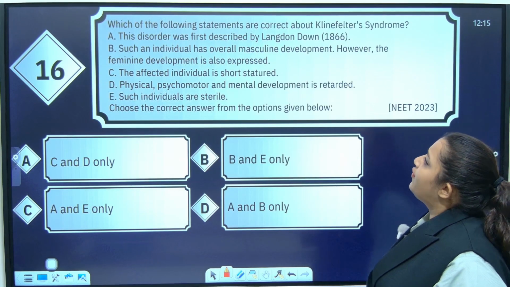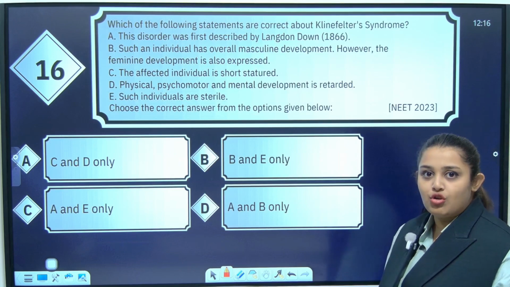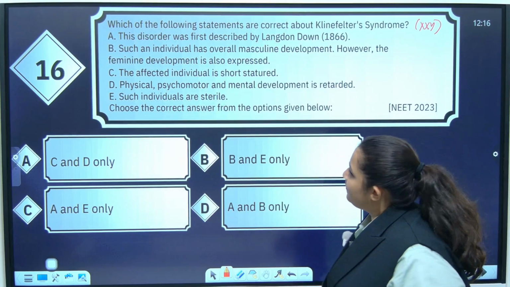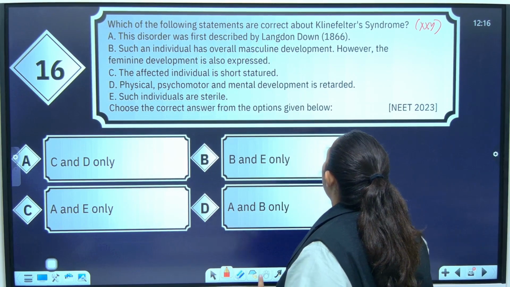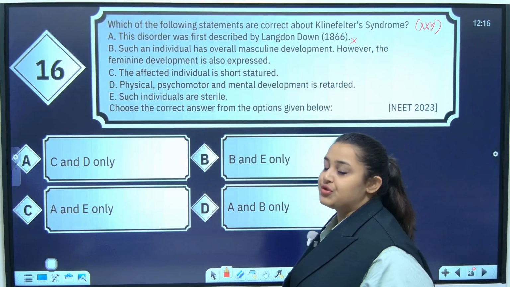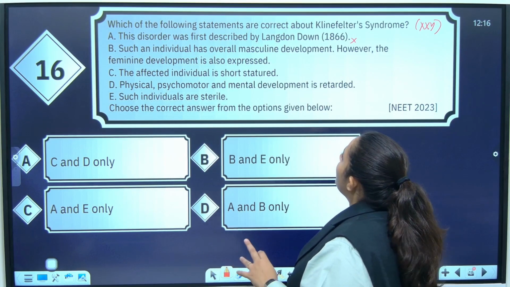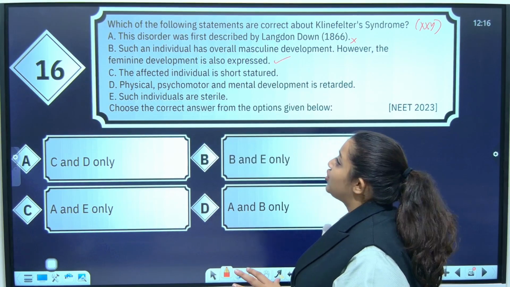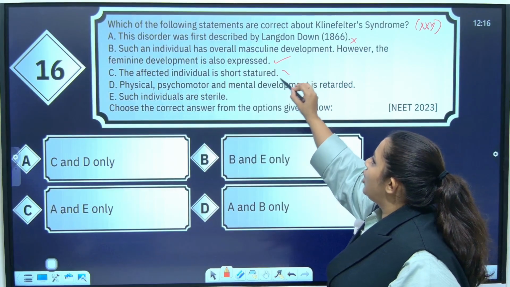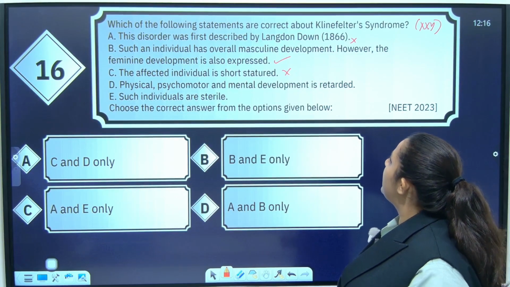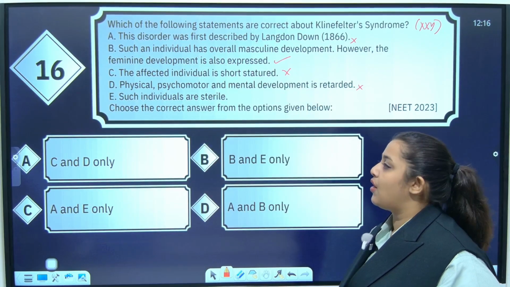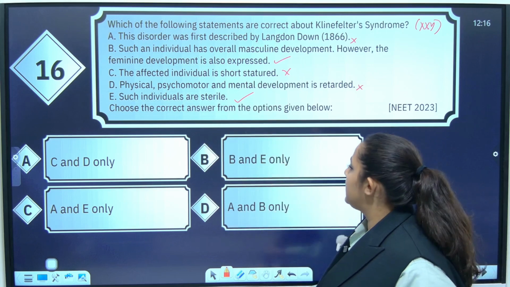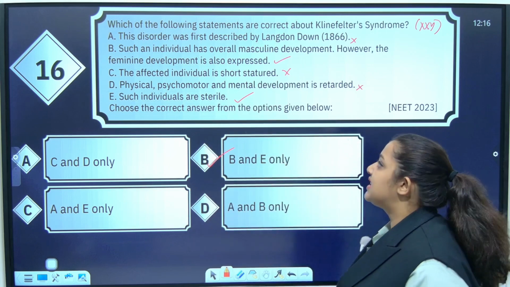Next one. Which of the following are correct about Klinefelter syndrome? I hope you know what Klinefelter syndrome is. XXY. That's Klinefelter's. This disorder was described by Langdon Down. No, he described Down syndrome. Such an individual has overall masculine development, however, the feminine development is also expressed. This is the correct option. The affected individual is short statured. No. Physical and psychomotor development is retarded. No. These are cases in Down syndrome. Such individual is sterile. Correct. So the options we have are B and E only. Option B is the correct answer.